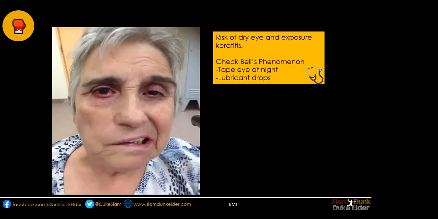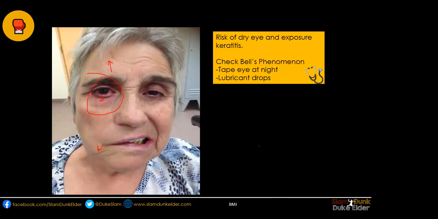So these patients, you can see on this lady, she's got a right-sided facial palsy. She can't raise the eyebrows to wrinkle her forehead. She's got a drooping mouth. You can see here she's got a very slight ectropion and her eye's very red. So these patients, they're very high risk of dry eye and exposure keratitis.